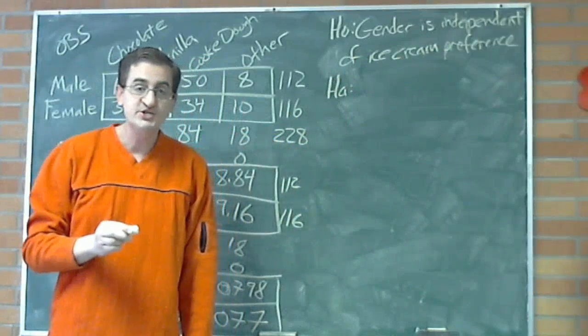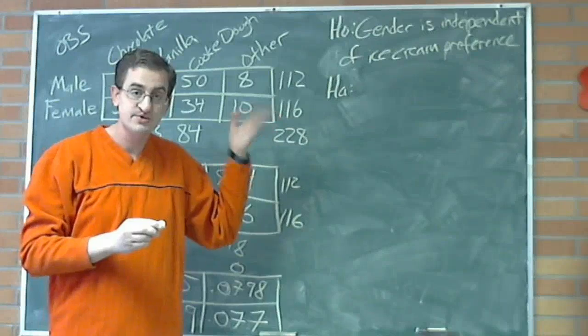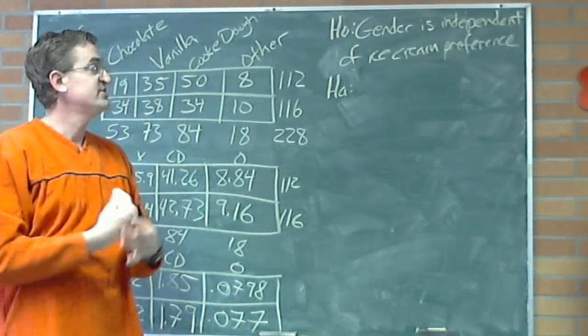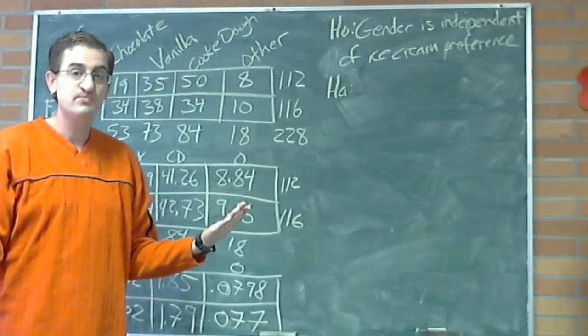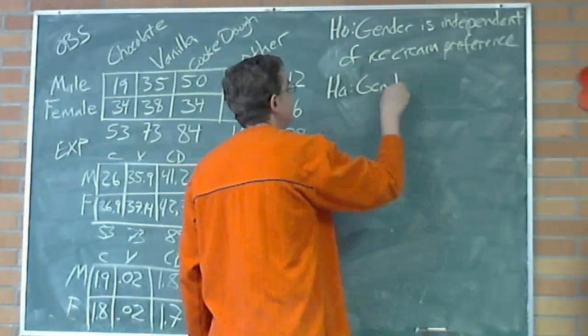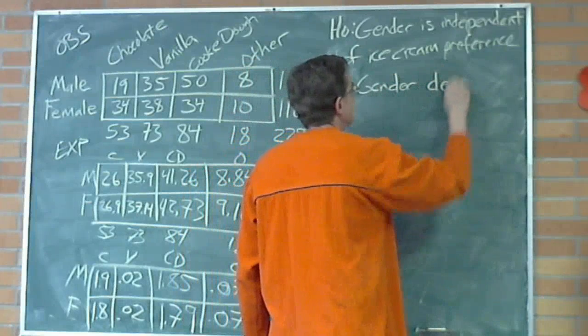And when we get to regression, we're going to use the same kind of null and alternative. So get used to it now. If the null says gender is independent of ice cream preference, what was the alternative going to say? It's going to be the opposite. Gender depends.